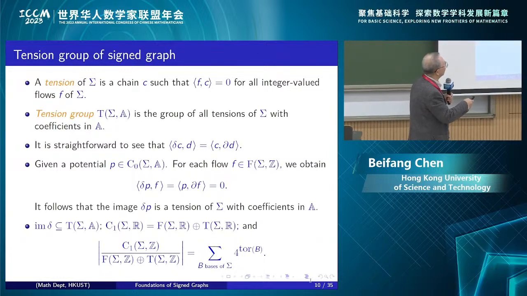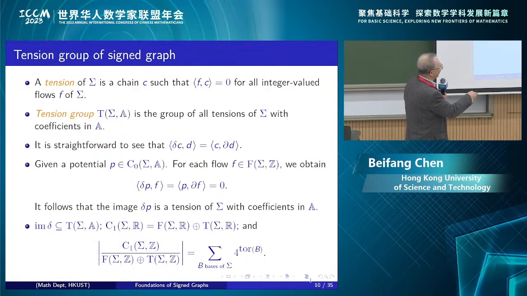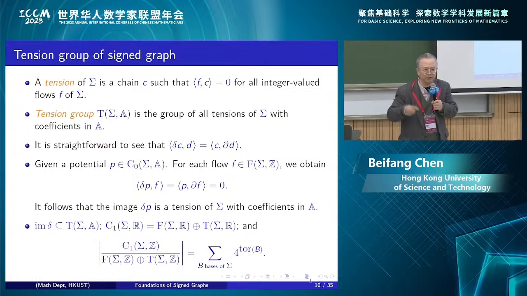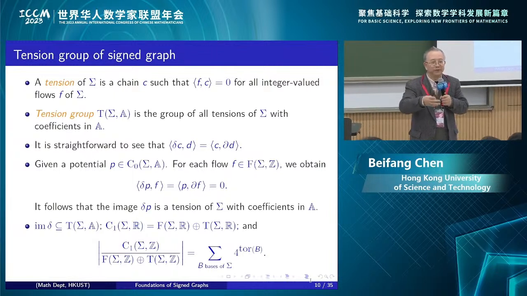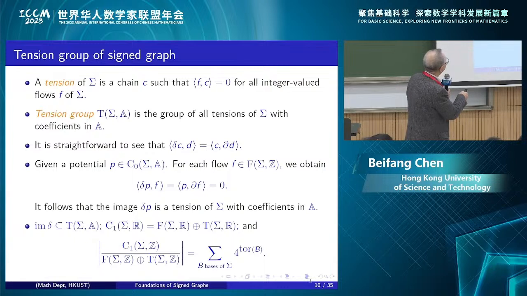So pairing means that you take all chains which are perpendicular. Here it is not perpendicular. So the pairing is equal to 0 for all integer valued flows. And that makes sense, that pairing makes sense. So that one is called the tension. This is similar to the homomorphism, like that, with the inner product. So the tension group is just all tensions like that, collected with the coefficient A.